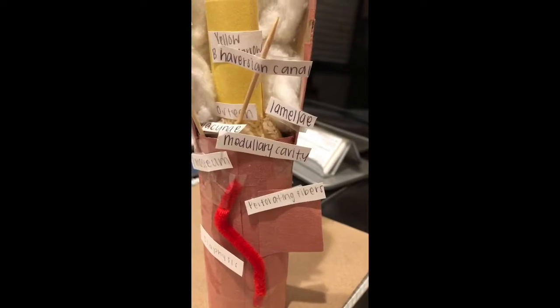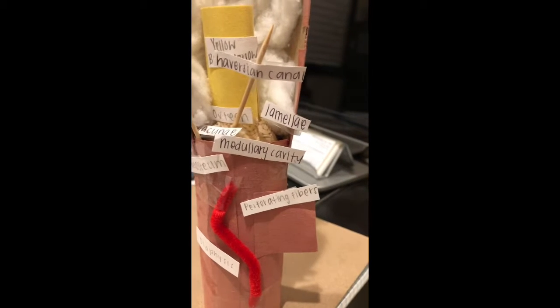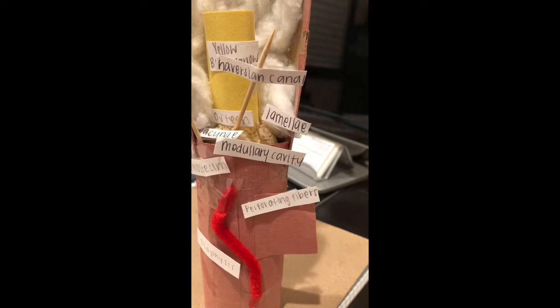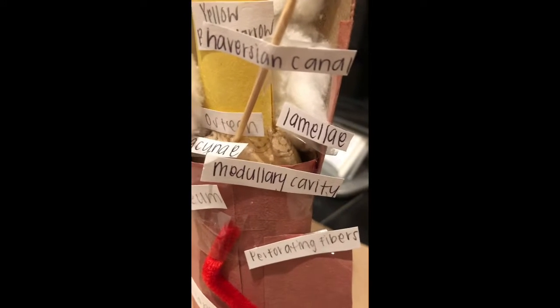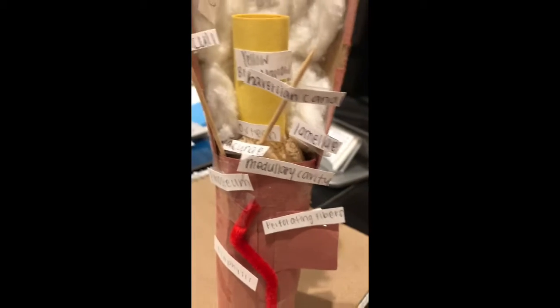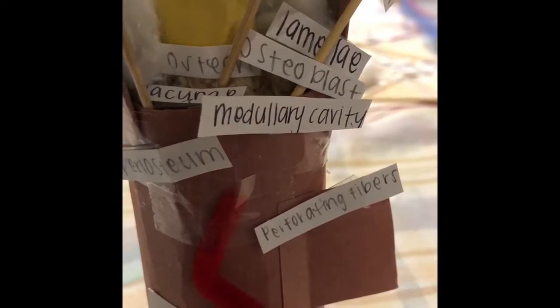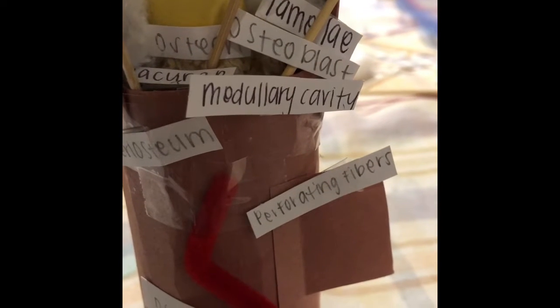The lamellae is located on one side of the bone, and its function is the cementing layer between primary walls of adjacent cells. We put it right here, right next to the osteon, because we just didn't have any space to put it exactly on the osteon. The medullary cavity is involved in the formation of red blood cells and white blood cells. Canaliculi connect the lacunae to each other and to the central canal.